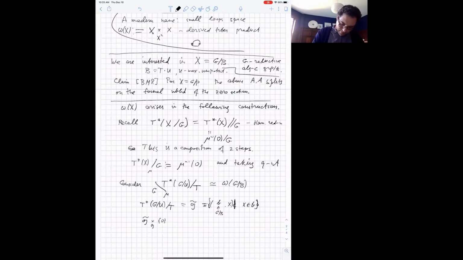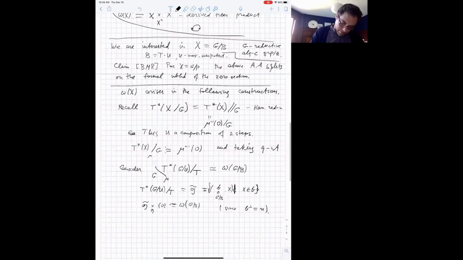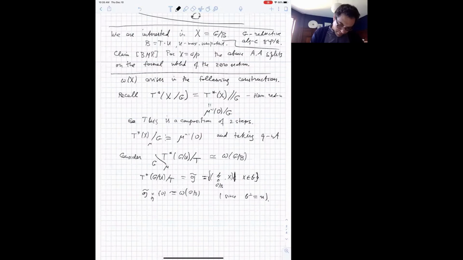This is just an elementary calculation. Essentially this follows from the fact that B perp is U. From that you can quickly see this.